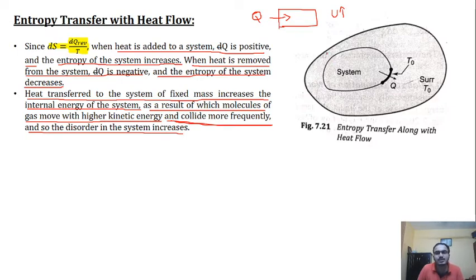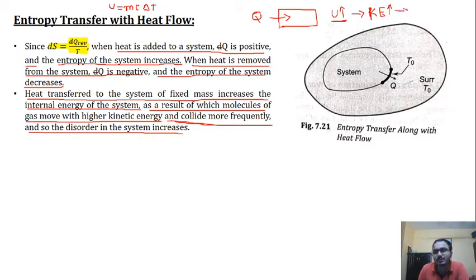What they are trying to say is that whenever we provide heat to a system, the internal energy of the system increases, because as you know, U is equal to m c delta T. So as we provide heat, there will be an increase of temperature as well as an increase of internal energy, and whenever we increase the internal energy, the kinetic energy at the molecular level also increases.